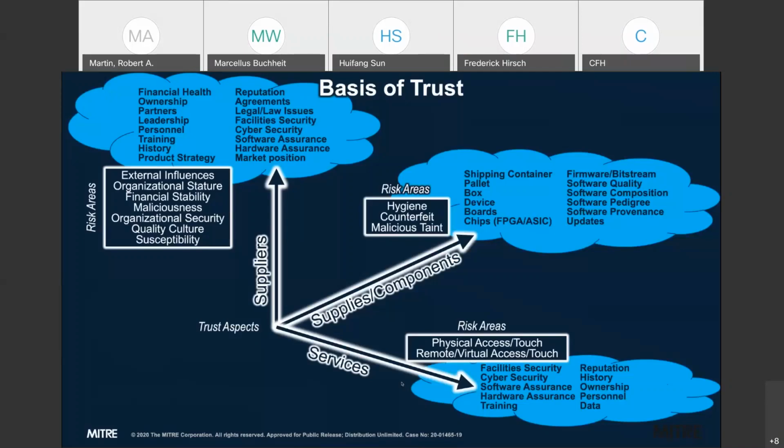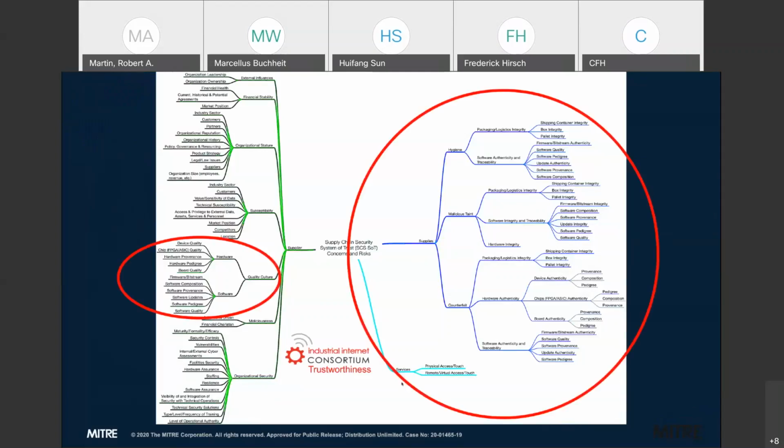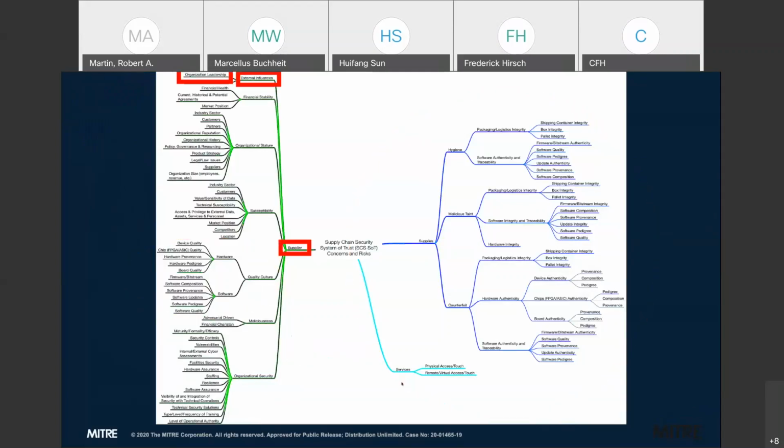So let me just give you a quick example of a supplier. We're worried about external influence, so we want to look at ownership. So we have a mind map. This is just the top couple levels. That is, the same, sorry, that's this area.